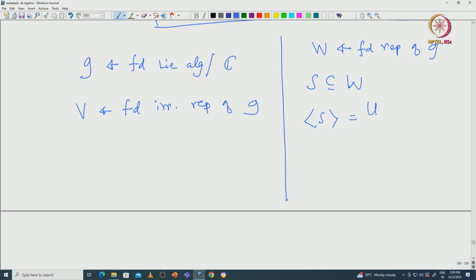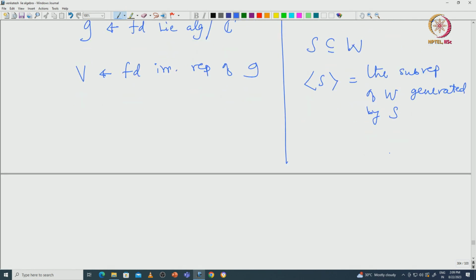So, what is this? This is the sub-representation of W generated by capital S. So, what is it? It is actually, by definition, you can take it to be the intersection of all sub-representations that contain S. Okay. So, you can take it to be the intersection of all W dash where W dash is a G sub-representation and S is contained in W dash.